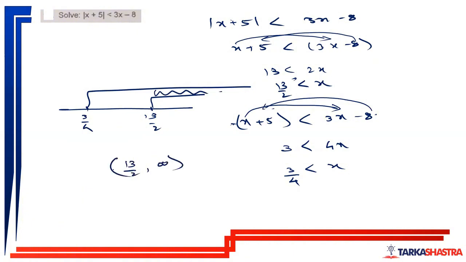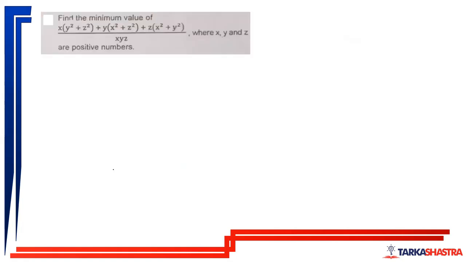13 by 2 to infinity, that value of x satisfies this inequality. Okay, that value of x satisfies the inequality. Now, find the minimum value of this. I'll tell you a lengthier method, and then I'll tell you how we can solve it in the exam. Okay, we have to find the minimum value of this.